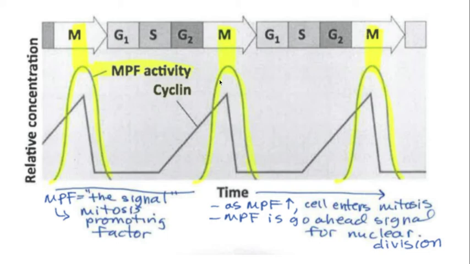So at the height of MPF concentration, that tells the cell, okay, let's do this. Let's do all the things that happen during pro, meta, ana, and telophase. We're ready to separate the nucleus.